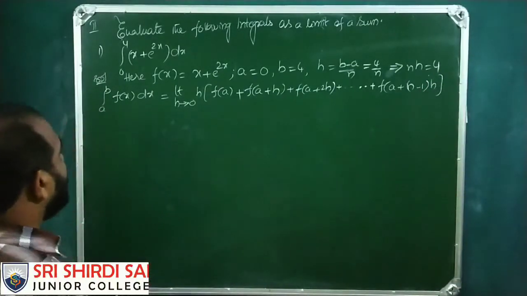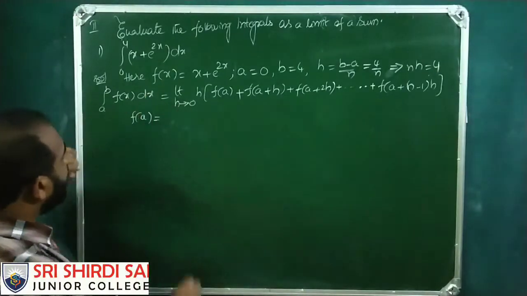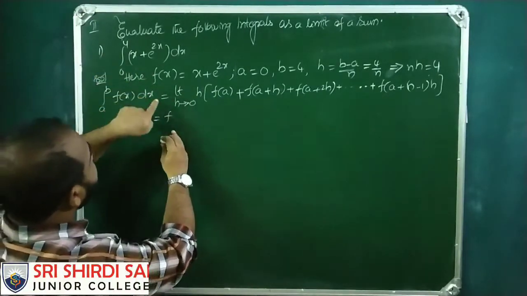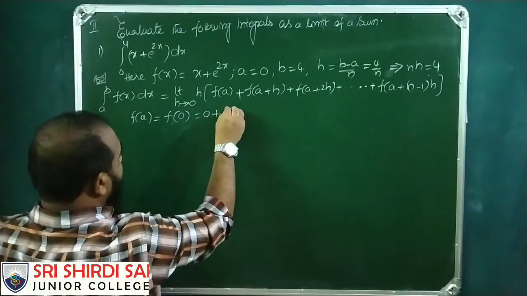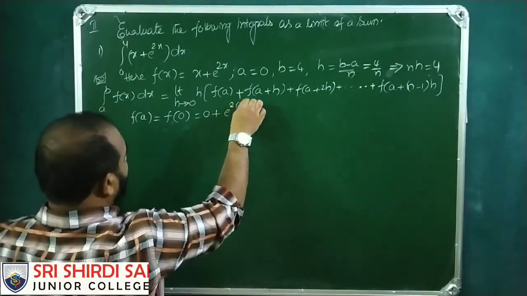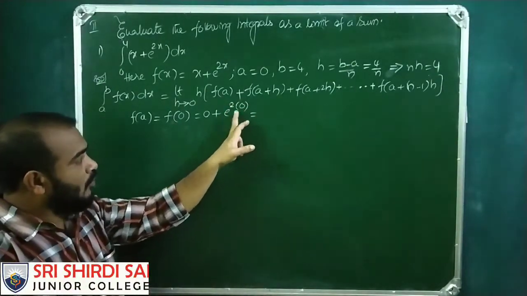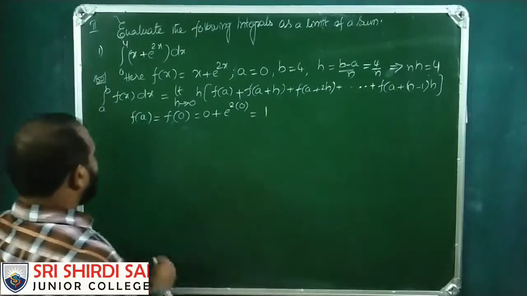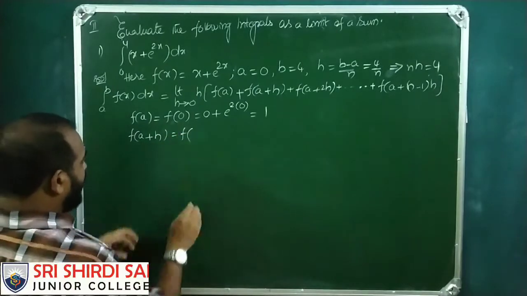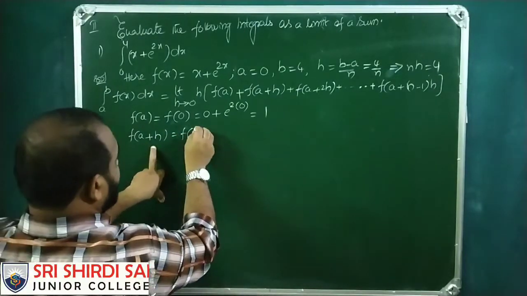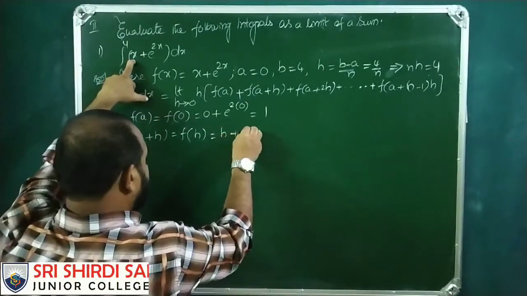Now let us evaluate f of a. What is f of a? The value of f of 0 is 0 plus e power 2 into 0. So e power 2 into 0 is e power 0, whose value is 1. Then f of a plus h is f of 0 plus h, so this equals f of h, which is h plus e power 2h.